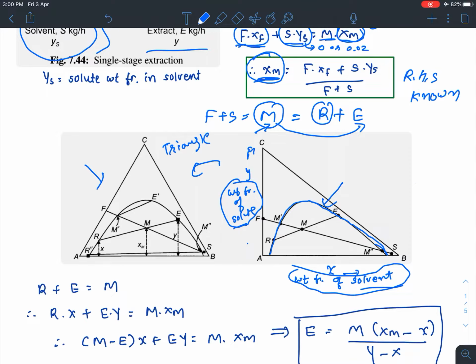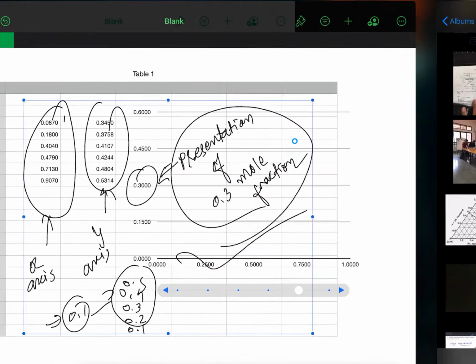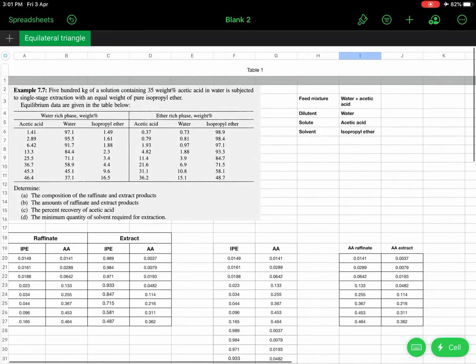This binodal curve is nothing but LLE data, liquid-liquid equilibrium data, and based on that we can plot that curve. Now I'll explain how to plot this curve and what the next procedure will be, based on one example. So let's take that example.